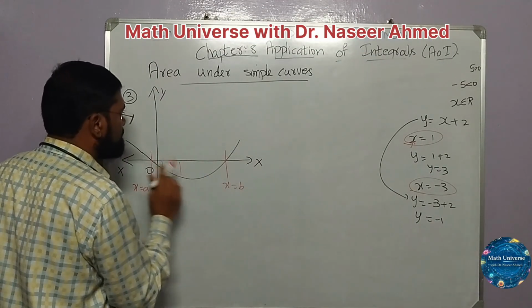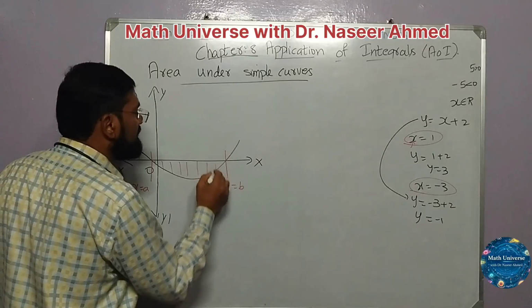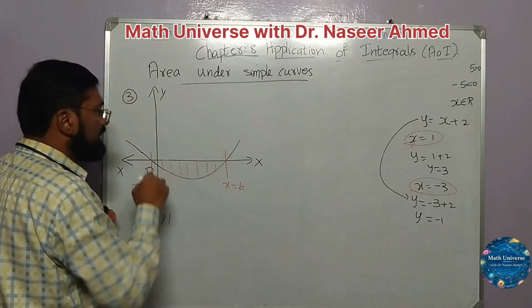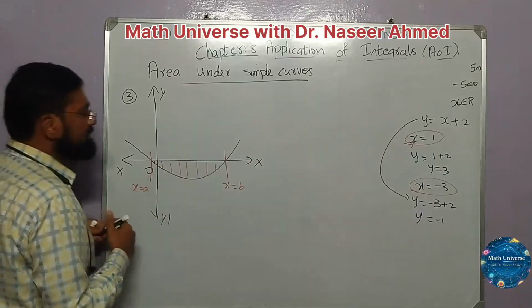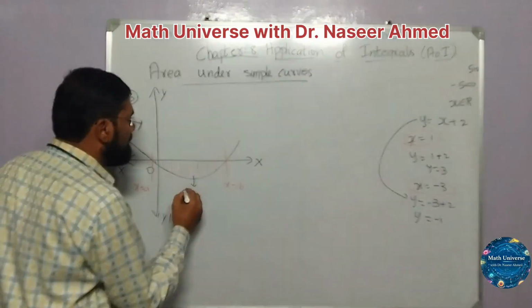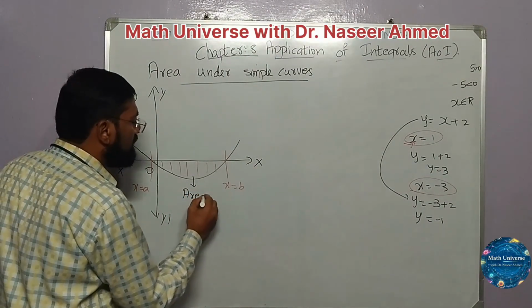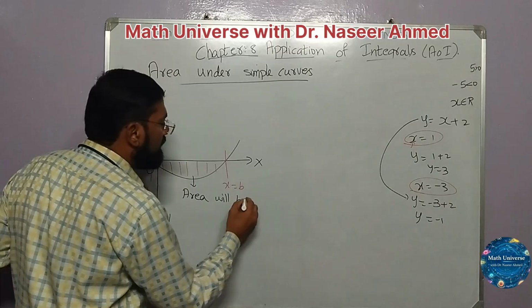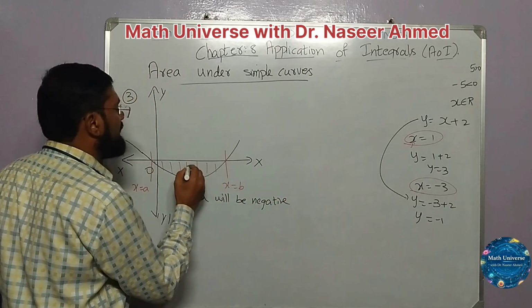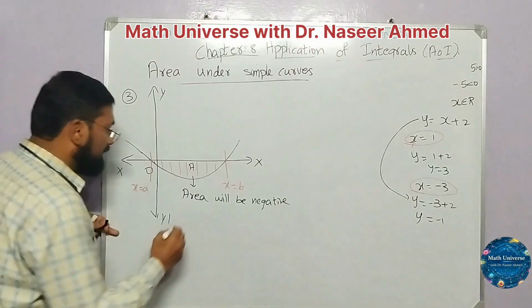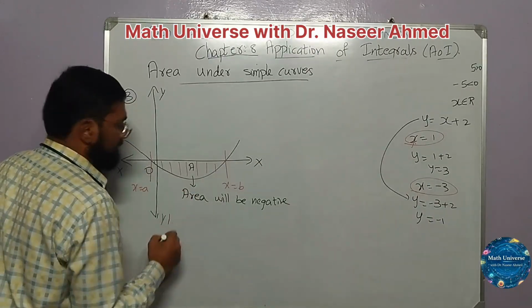This area. Again, this area is bounded by which axis? X-axis. And again, I'm going to use a vertical strip only. But this area is below the x-axis, so surely this area will be negative. Let us say that I will take this area as A. So my area A is negative.